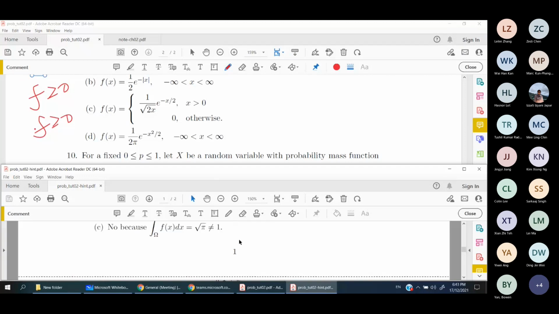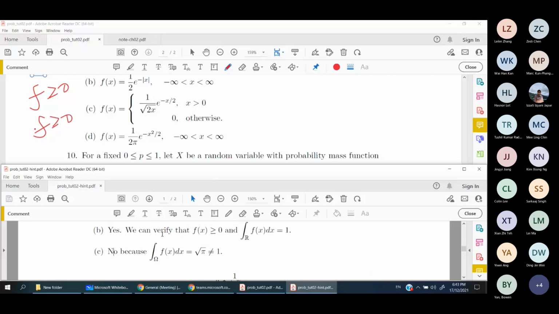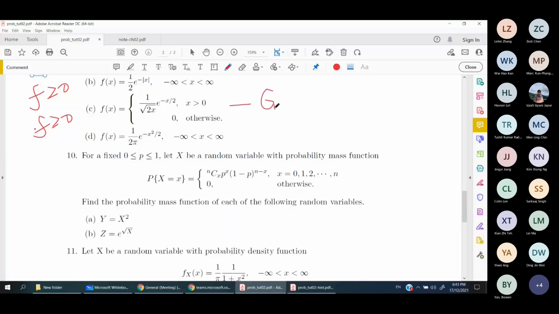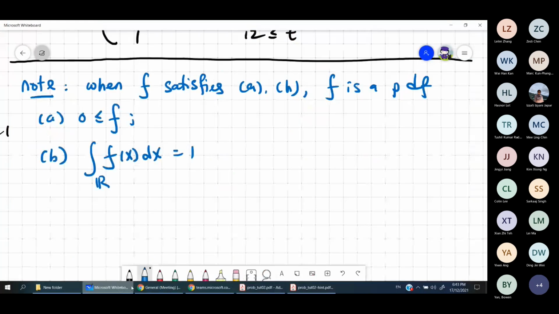Oh, okay, I think I got it. C actually looks like a gamma function. Maybe you refer to a gamma distribution. So this one is sort of like a gamma distribution, and this one is sort of like a standard normal distribution. Maybe I'll put it over here.